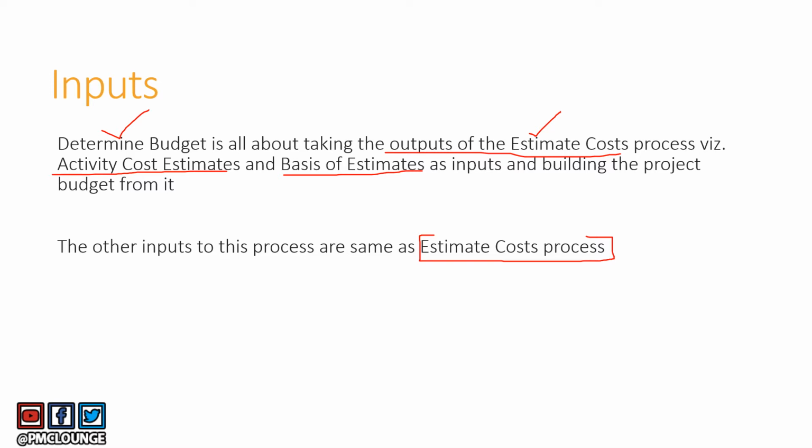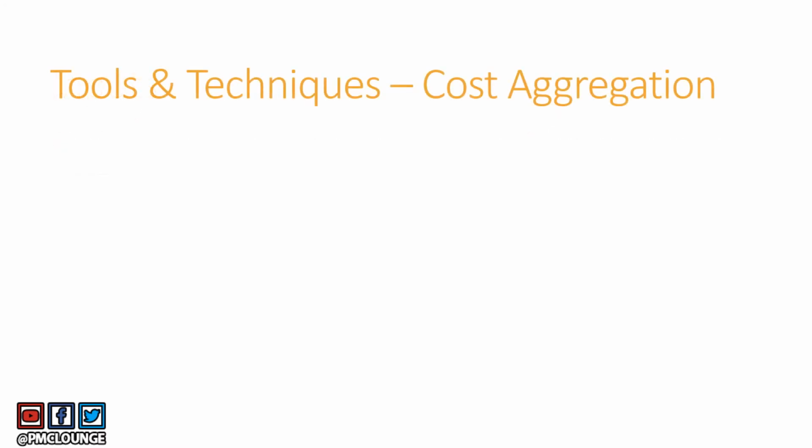So the other inputs, like I said, are similar to what we have used in the estimate costs process. The outputs of the estimate costs process, which are activity cost estimates and basis of estimates, also act as an input in this process that we are talking about, which is of course determine budget. Let's move on. So let's jump into the tools and techniques of the determine budget process.